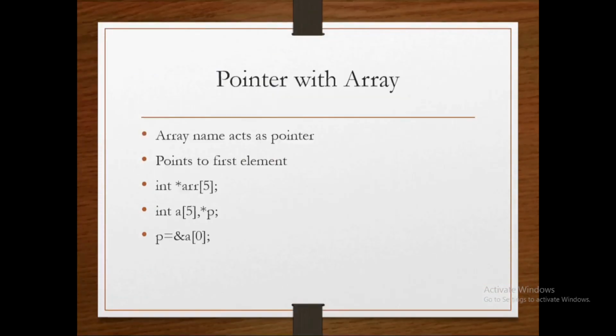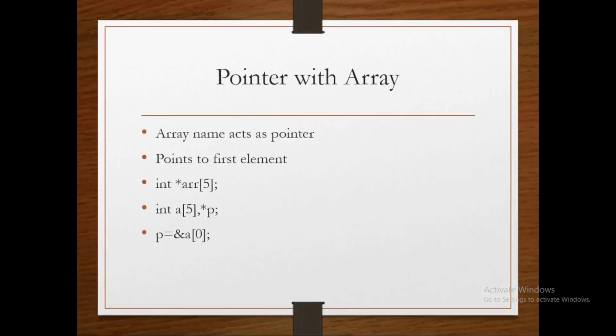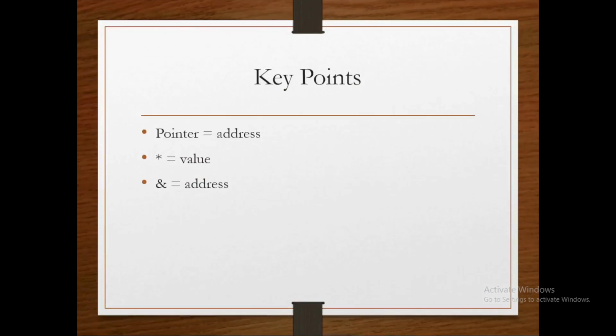Now let's talk about pointers with arrays. In C, the array name itself acts as a pointer to the first element. So if we write arr, it actually represents the address of the first element. This is why pointers and arrays are closely related. Let's quickly revise. Pointer stores address, & gives address. Star gives value. If you remember these three things, pointers will become very easy.